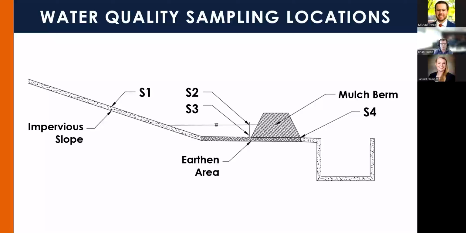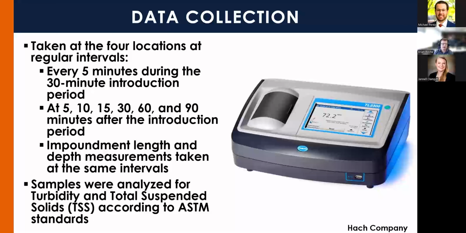So during testing, we took water quality samples at 4 locations: up on the impervious slope to get our introduction flow rate, and 2 places within the impoundment formed by the installation. S2 is at the top of the impoundment, S3 is the bottom. We did this to see if there was water quality treatment occurring through sedimentation within the impoundment formed. And then S4 was at the discharge, so we can figure out what would be running downstream on a construction project. So we took these at regular intervals, every 5 minutes during that 30-minute introduction period.